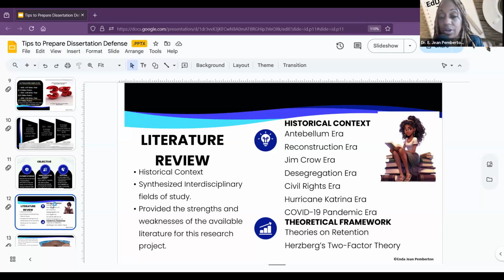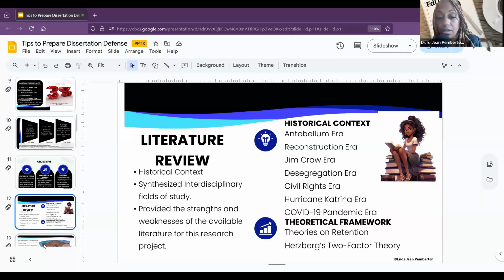And so that's why that information is provided there, as well as my theoretical framework, theories on retention. For my theoretical framework, I used Herzberg's two-factor theory, but I also provided other similar theories that could have been used, and discussed what the benefits of using those theories were, but why they weren't the right theory for me to use. So at the end of the day, the theory that I chose to use was Herzberg's two-factor theory. And so I gave some historical context as it relates to that theory as well.